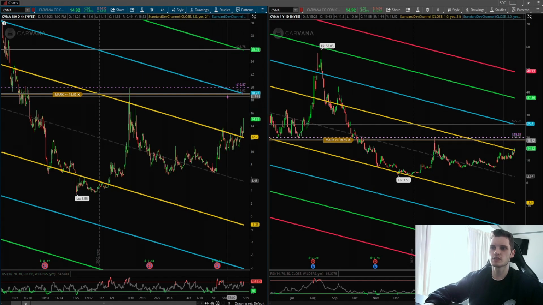So our main focus is going to be on this range of resistance around that $19 to $20 level. And then if we do break that, just under $26 is the next resistance. So those are the key levels.